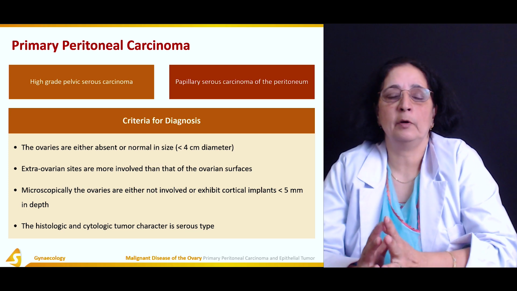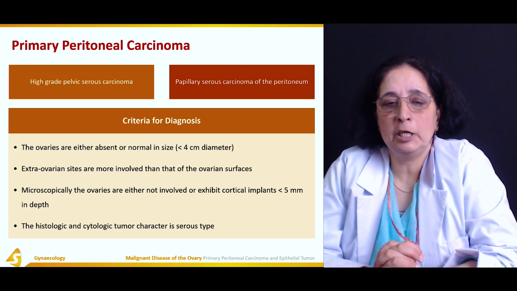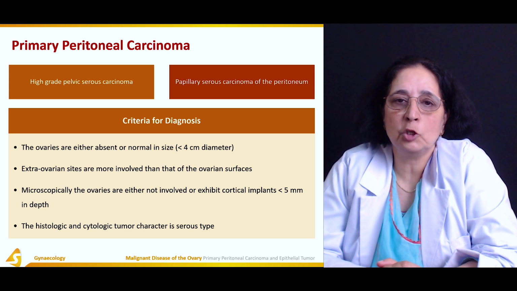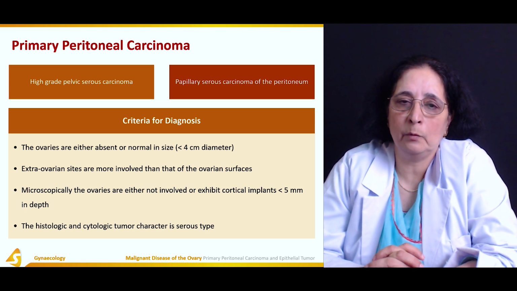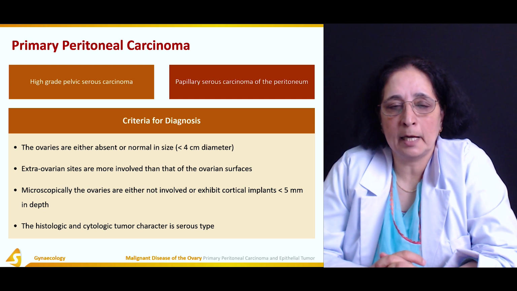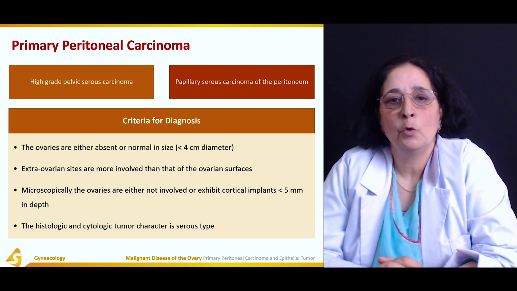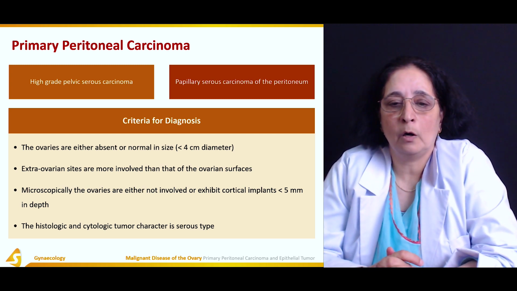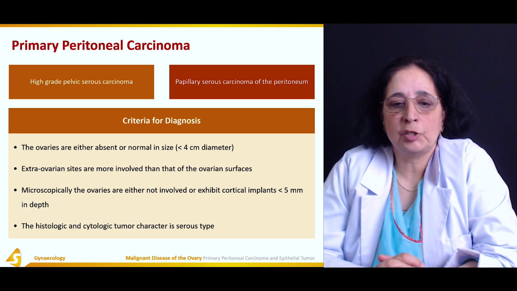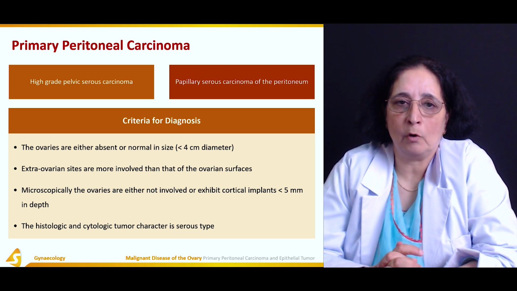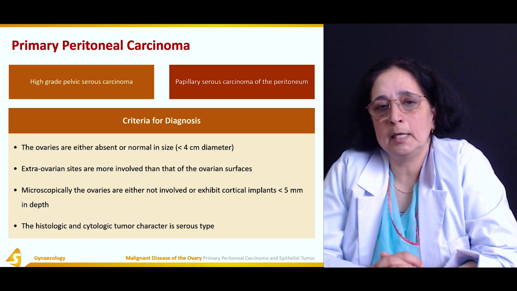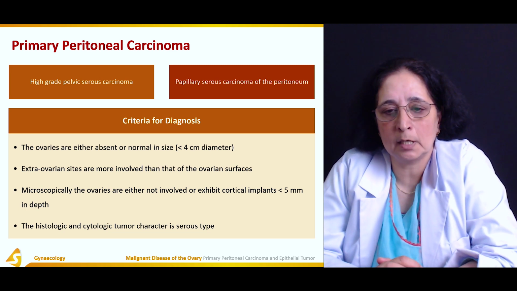What's the criteria for the diagnosis of the peritoneal carcinoma? In this, ovaries are either absent or normal in size. Usually the ovaries have no problem. Size is normal, usually less than 4 centimeter in diameter, or they are already removed or absent. There are extra ovarian sites more involved in this. So ovaries are not mainly involved. Extra ovarian sites other than the ovaries are involved.